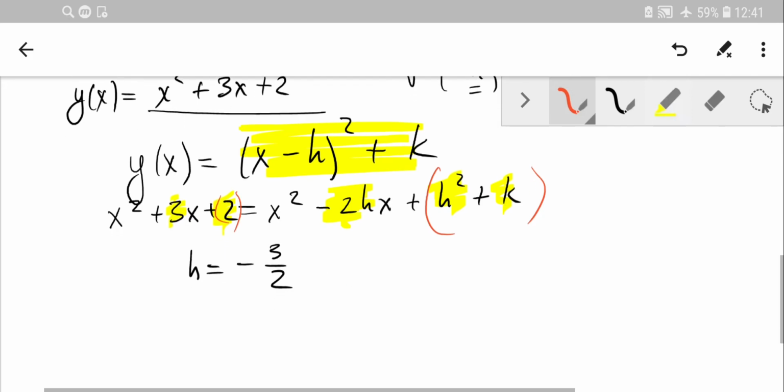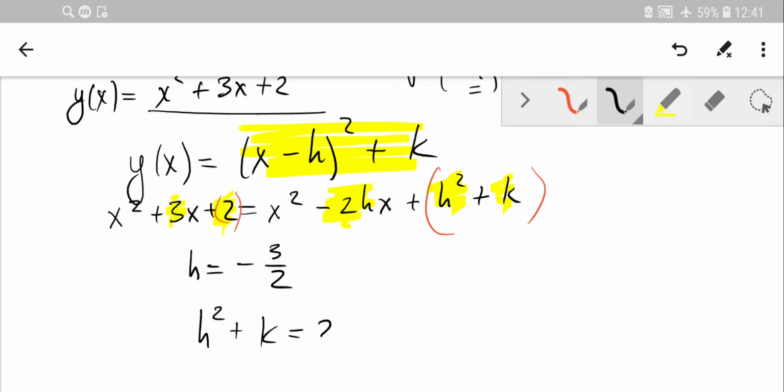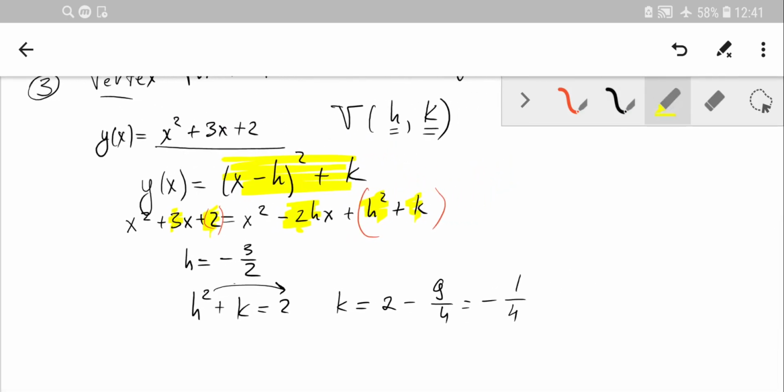So h squared plus k is simply 2, from where I can find k. So k is simply 2 minus h squared, so 2 minus negative 3 over 2 squared, which will be 9 over 4 positive. However, minus because of the transfer into the right side. So that's why I'll get negative 1 over 4. Alright, so I've got both k and h.